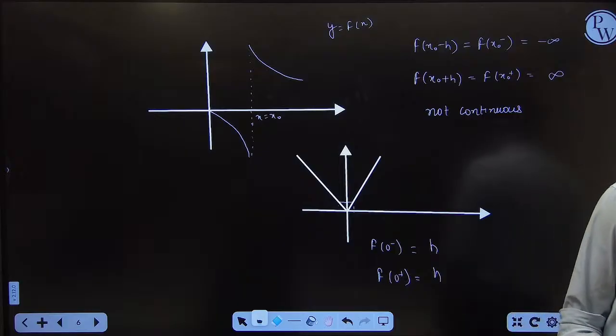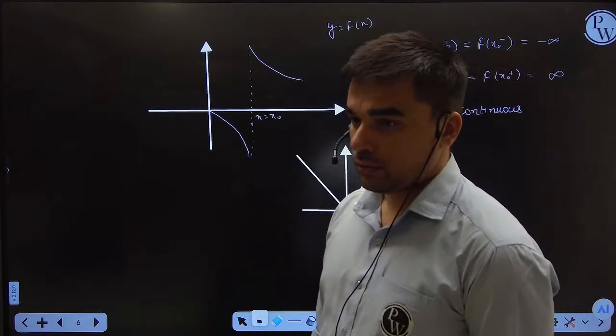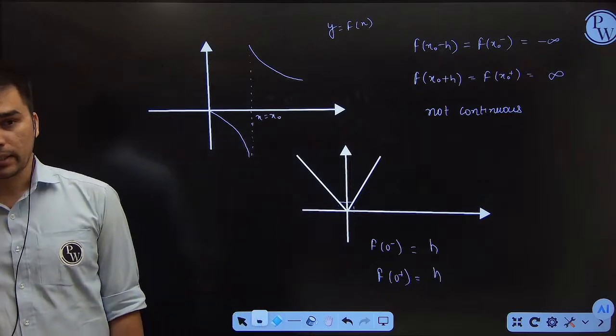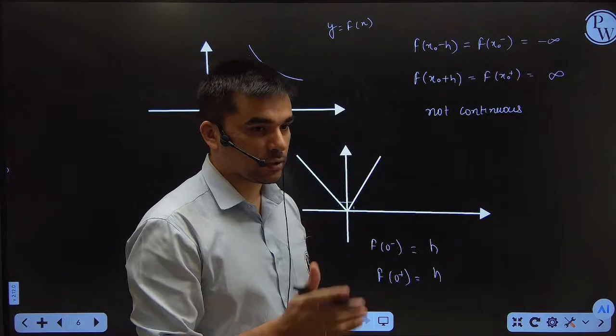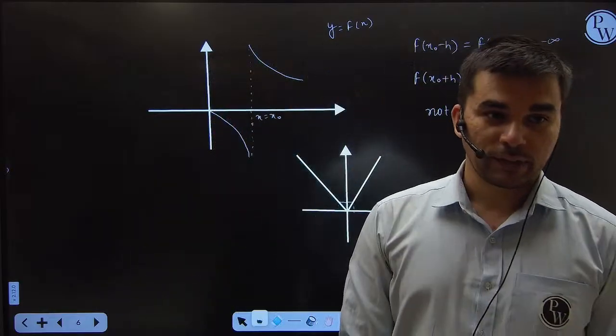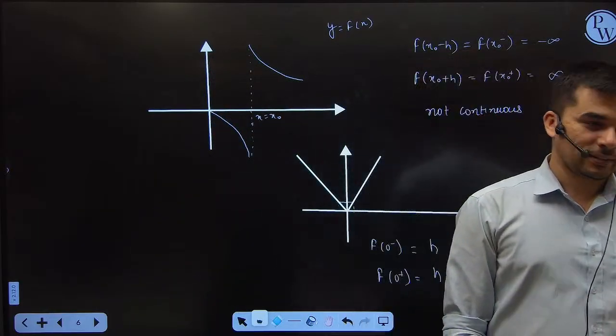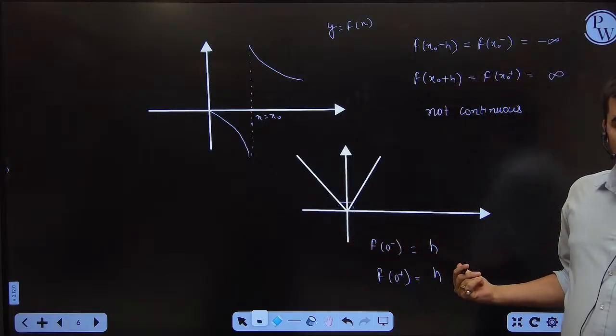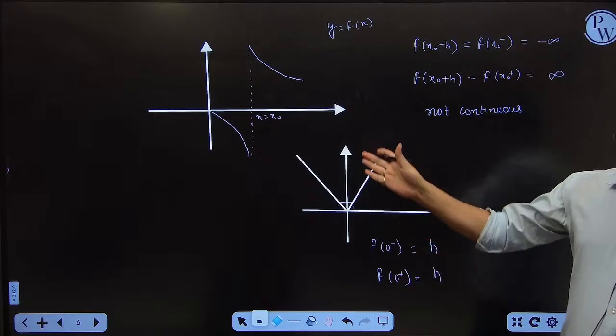What about f of 0? F of 0 is equal to 0. Shouldn't you say that the values are not getting satisfied? Because of that, it should be a non-continuous graph. Yes. H is almost tending towards 0, no? So you can actually assume it to be 0 only. Still, it is a continuous graph.